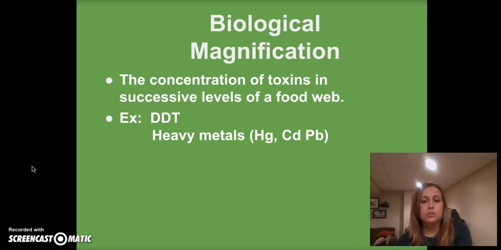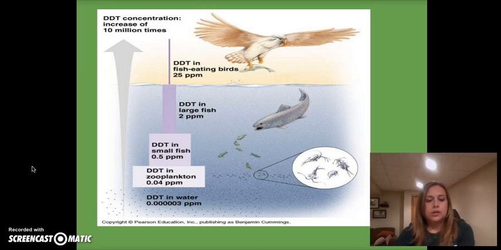We also have something called biological magnification, and this is really bad when you look at the chemicals that we use and the chemicals that essentially get put into our ecosystems, whether it's in the land or in the water. What happens is the concentration of toxins in successive levels of a food web tends to build up, or magnify. So here you have an example.